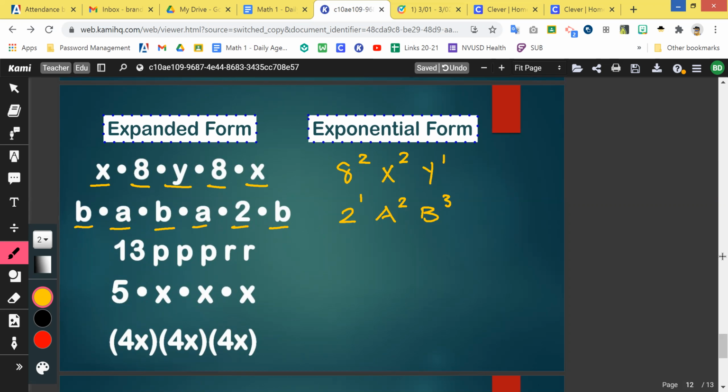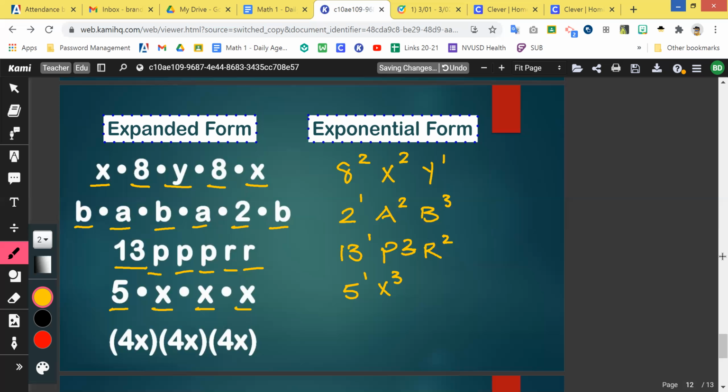Okay, so this problem here, 13 is one of our bases. I have one of them. Then I have 2 p's, so p squared. Then I have 3 p's, so p cubed, easy to change that. And then I have 2 r's, so that's r squared. Okay. Next problem, I have 1, 5, so 5 to the first. And then I have 3 x's, so that becomes x cubed.